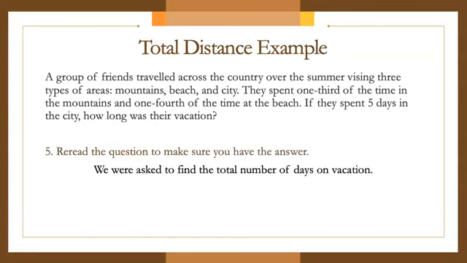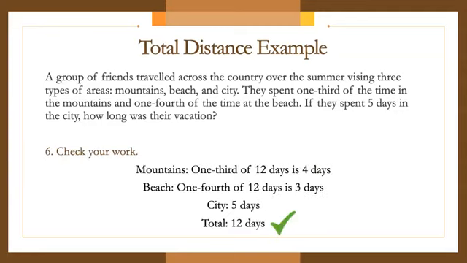Now make sure that we have the answer that it asked us for. We were asked to find the total number of days on vacation, and we are proposing that the days of vacation was 12. Let's check to see if that works out with the description. Well, 1/3 of those 12 days would be 4 days spent in the mountains. 1/4 of those 12 days would be 3 days spent at the beach, plus the 5 days spent in the city gives us 4 plus 3 plus 5 days, which does equal our 12 total days that we found from the equation.